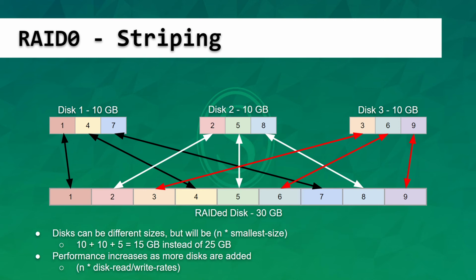So we'd lose 10 gigabytes of usable space, but we would have the performance, which would be n, where n is the number of disks, times the disk read or disk write rates. And it's the slowest write and the slowest read rate for the disk. Usually it's not something you do, but the math would work out that way.